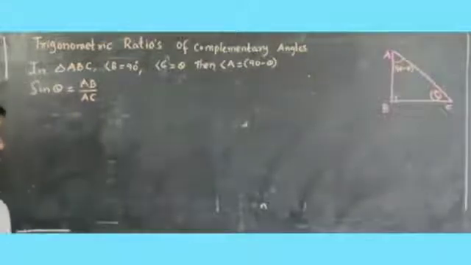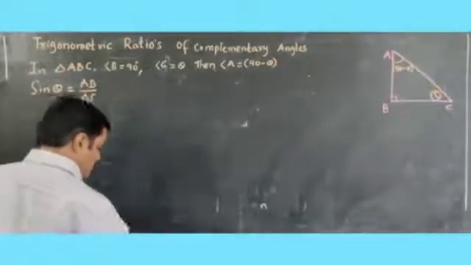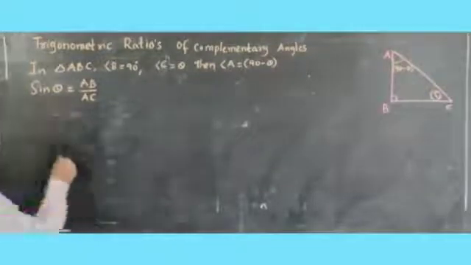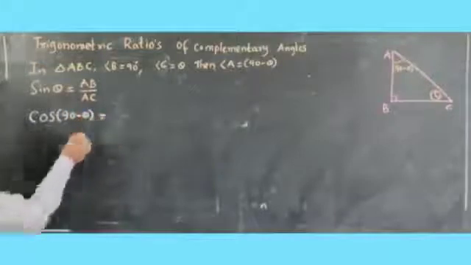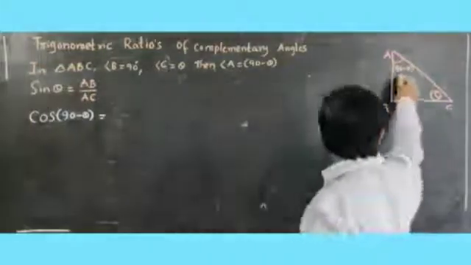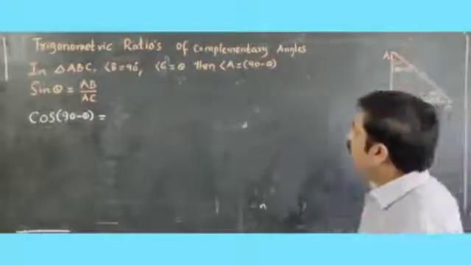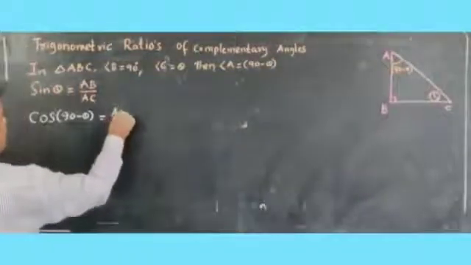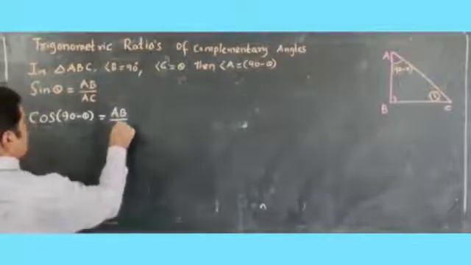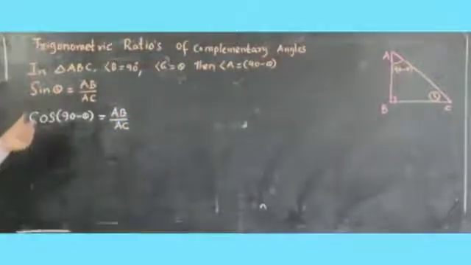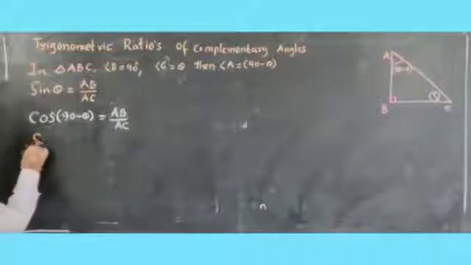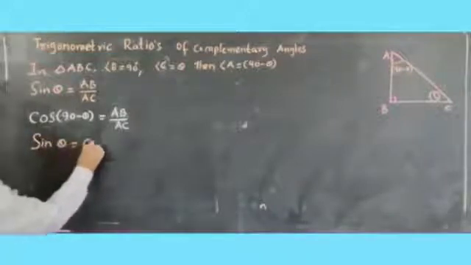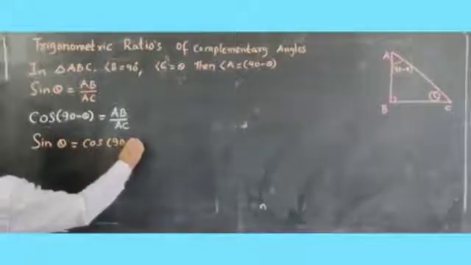And in the same way you have to find cos of 90 minus theta. Cos 90 minus theta: adjacent side is AB by hypotenuse AC. So what happened? Sin theta is equal to AB by AC, but cos 90 minus theta is also AB by AC. So we understood that sin theta is equal to cos 90 minus theta.